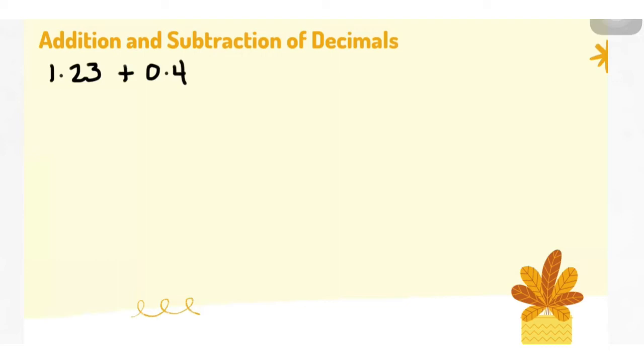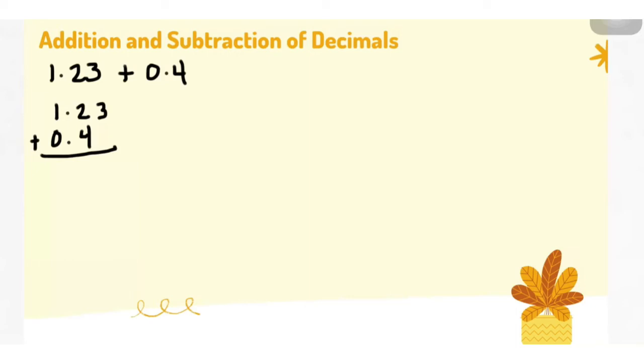Ang unang step is isusulat natin siya pababa kung paano tayo nag-add din ng numbers. Okay, so we have 1.23 then 0.4. Take note lang, kapag isusulat natin ito ng pababa ay kailangan i-align natin yung kanilang mga decimal. Okay, so 0.4. Kailangan magkapantay yung decimal point nila. Okay, so let's add. Huwag nyong iisipin or papansinin muna yung decimal point para hindi kayo maguluhan.